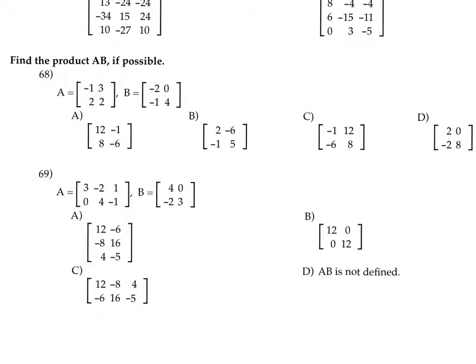For number 68, we're doing a matrix product. We've got to do the first row times the first column. Negative 1 times negative 2 is 2. 3 times negative 1 is going to be negative 3. When I add those, I get negative 1.